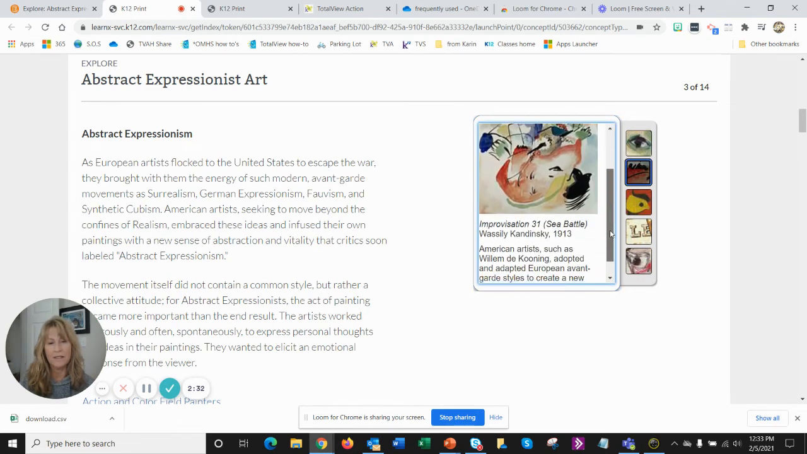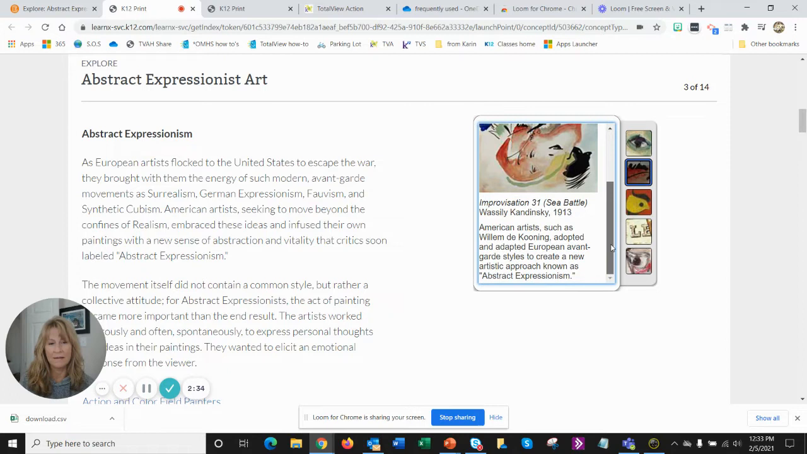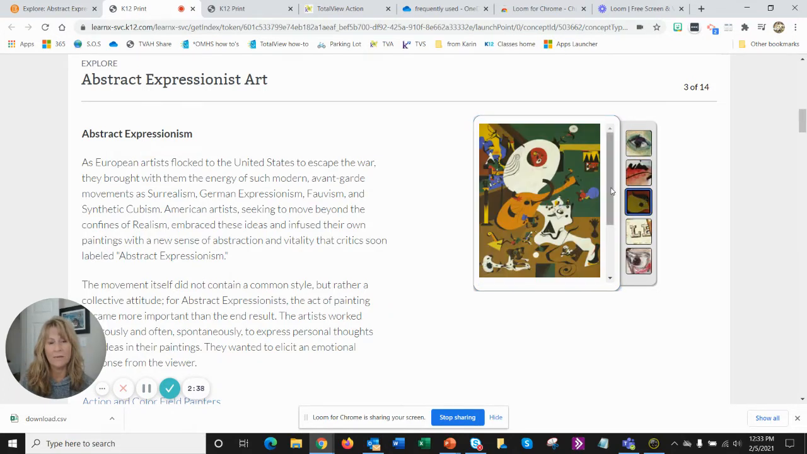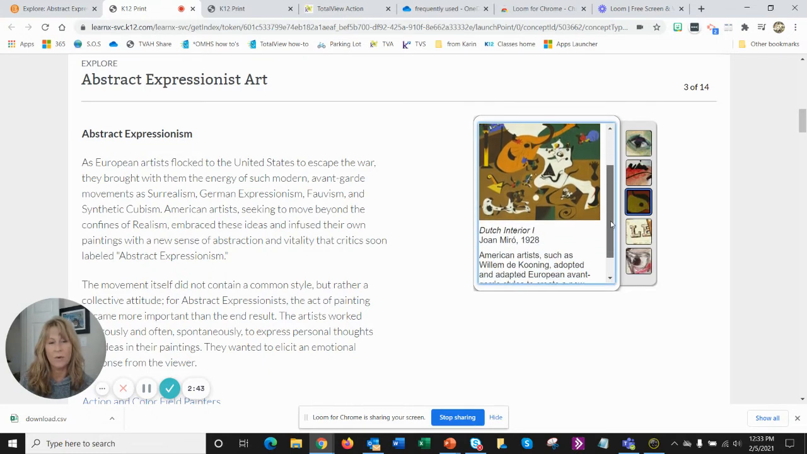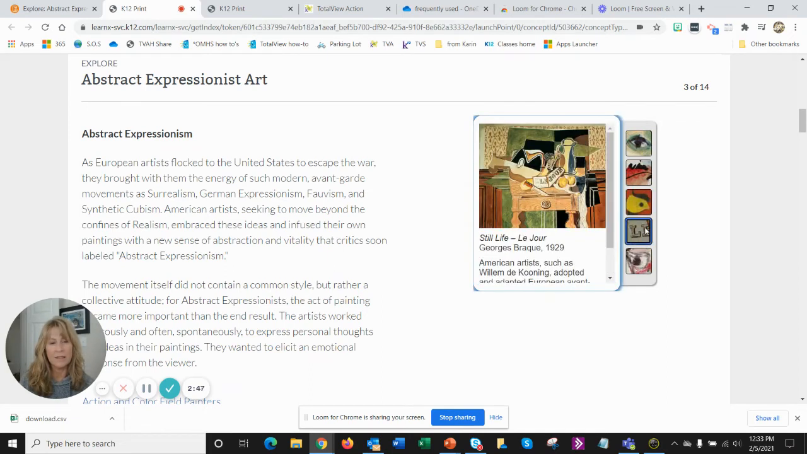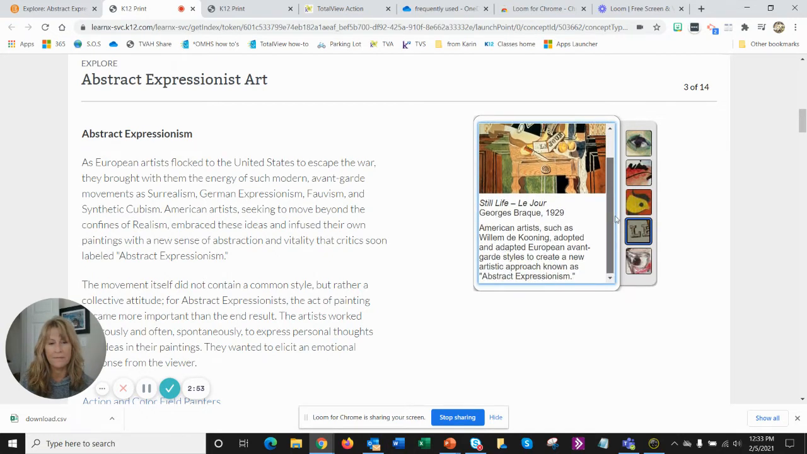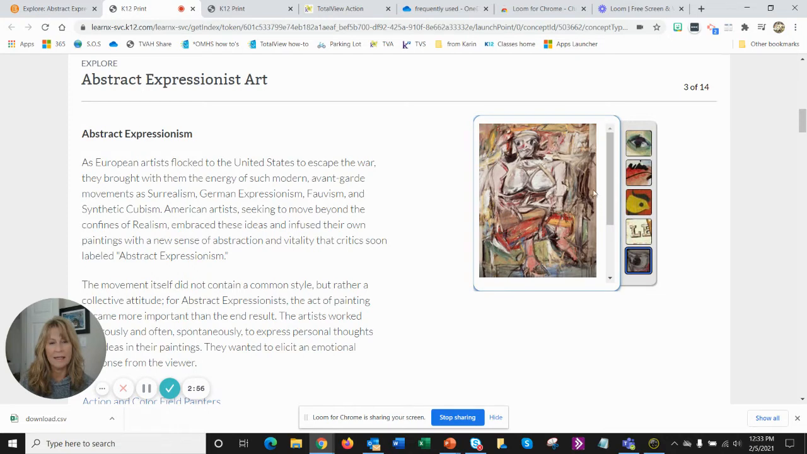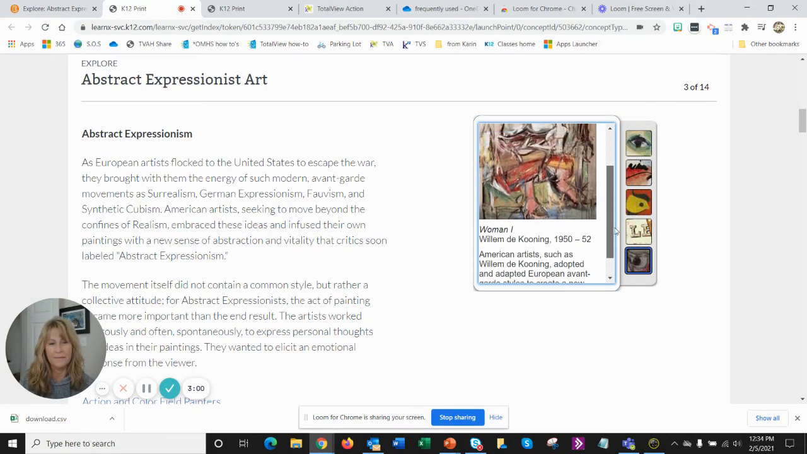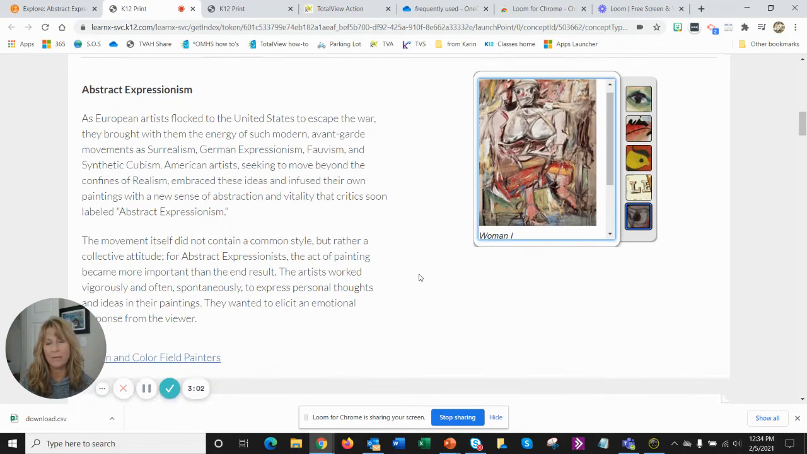So this one is from Kandinsky. And keep in mind that with a lot of these artists, it was more about the process than the end result. This is one by Miro. All of these are abstract expressionist pieces. And there's Braque. And then lastly, in this set, we have Willem de Kooning. So you can see that all of these have definitely taken a break from realism.